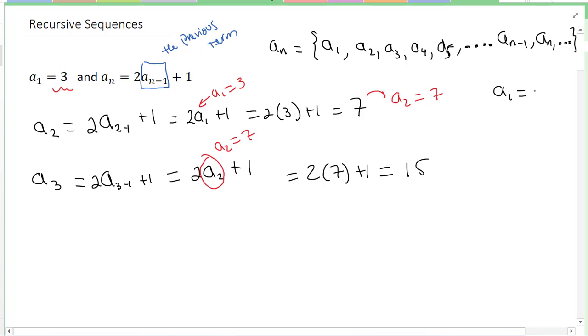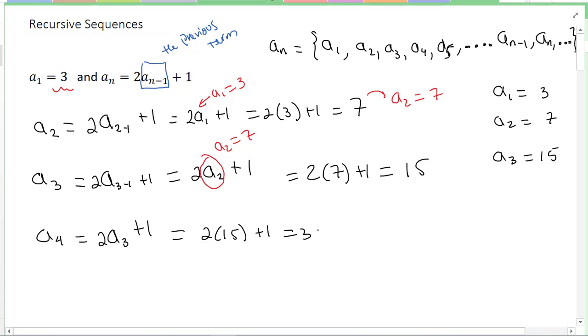So I'm getting my sequence. A sub 1 was given to us as 3. A sub 2 is 7. A sub 3, I just found to be 15. And what about a sub 4? So a sub 4 is 2 times, and now we don't have to necessarily do this, 4 minus 1 is 3, so it'll be 2 times a sub 3 plus 1. So 2 times the previous term plus 1. So that's a faster way to think about it. Not necessarily better, just faster. So a sub 3, we found to be 15. So this will be 2 times 15 plus 1, which will be 31. And so on.